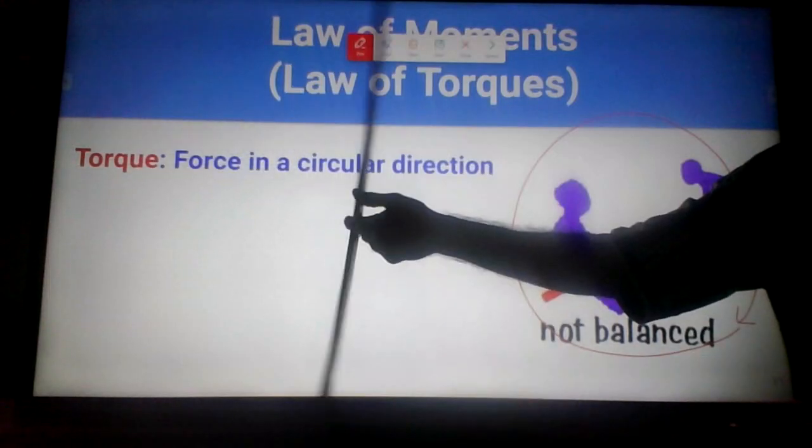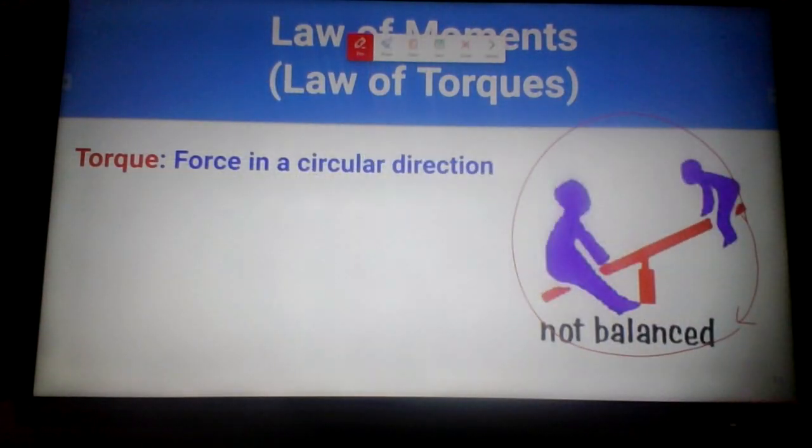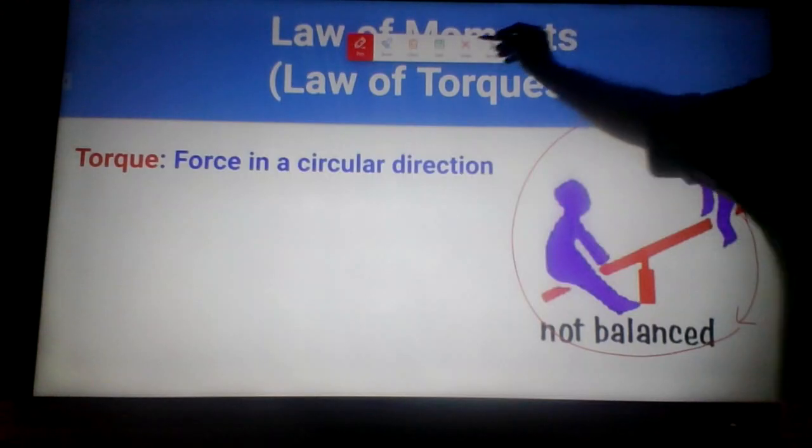This is torque, a force applied in a circular direction. Okay. And that's what happens on the seesaw.